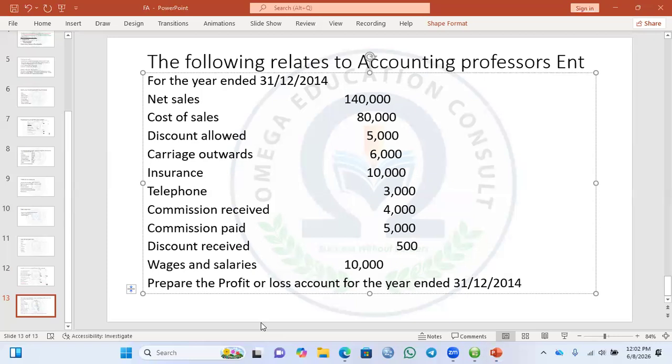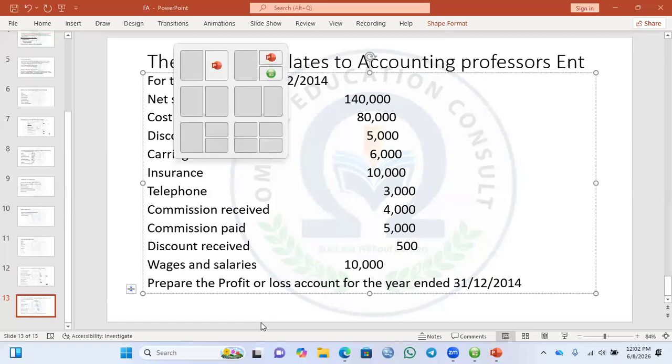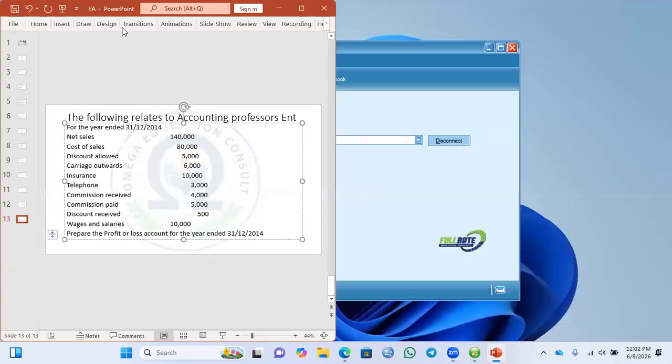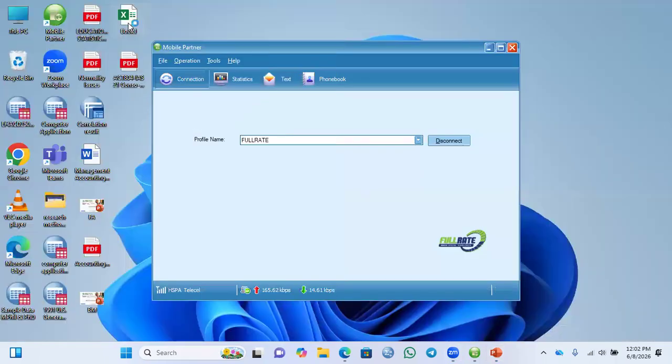Okay, let's work it together since this is our first example. So I always advise them, when you are given the question, go straight, attack the question, okay? Directly, go straight to the requirements. Don't waste time. So what is the question requiring you to do? It's requiring you to prepare profit or loss account. So you go to your answer sheets and write your heading for the name of the business. Let me open the Excel sheets, our solution sheet.